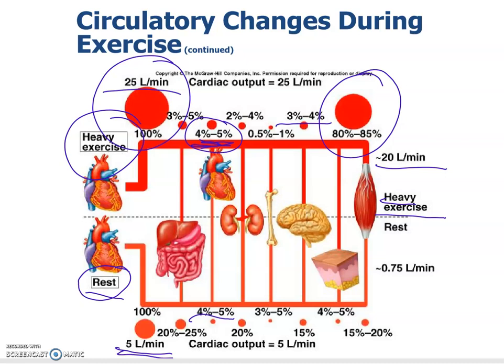The gastrointestinal tract is missing out. It's still getting a good amount of blood, but by comparison, it used to get 20 to 25% of your cardiac output at rest. It's only getting 3 to 5% of the cardiac output when you're doing heavy exercise. So here you can just see that the diversion of blood is meeting the demand of what you're doing. So you're doing heavy exercise. Of course, the tissue that works the hardest needs to get the most. That would be your skeletal muscle tissue. And you can divert blood into the direction where it is being needed the most.